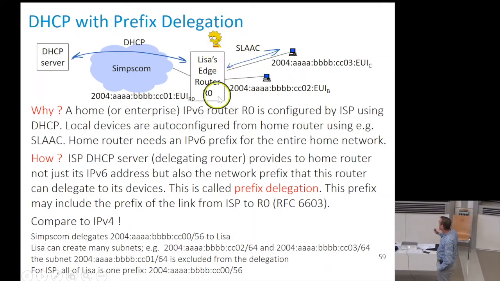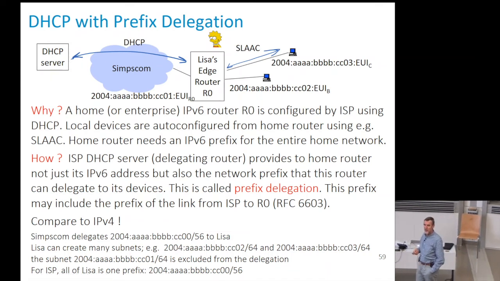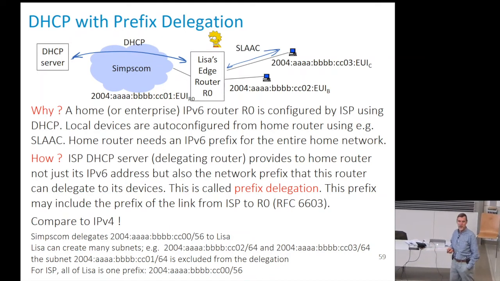Now this router will allocate to each of its different subnets one of the prefixes and will host a DHCP server for the hosts of Lisa. So when someone visits Lisa's home and comes with a smartphone, the smartphone will speak to the DHCP server that's located here and will get one of these addresses here. You will not speak to the DHCP server of Simscom to get that. You don't want to do that because you don't want to flood Simscom with DHCP requests from all home equipment.